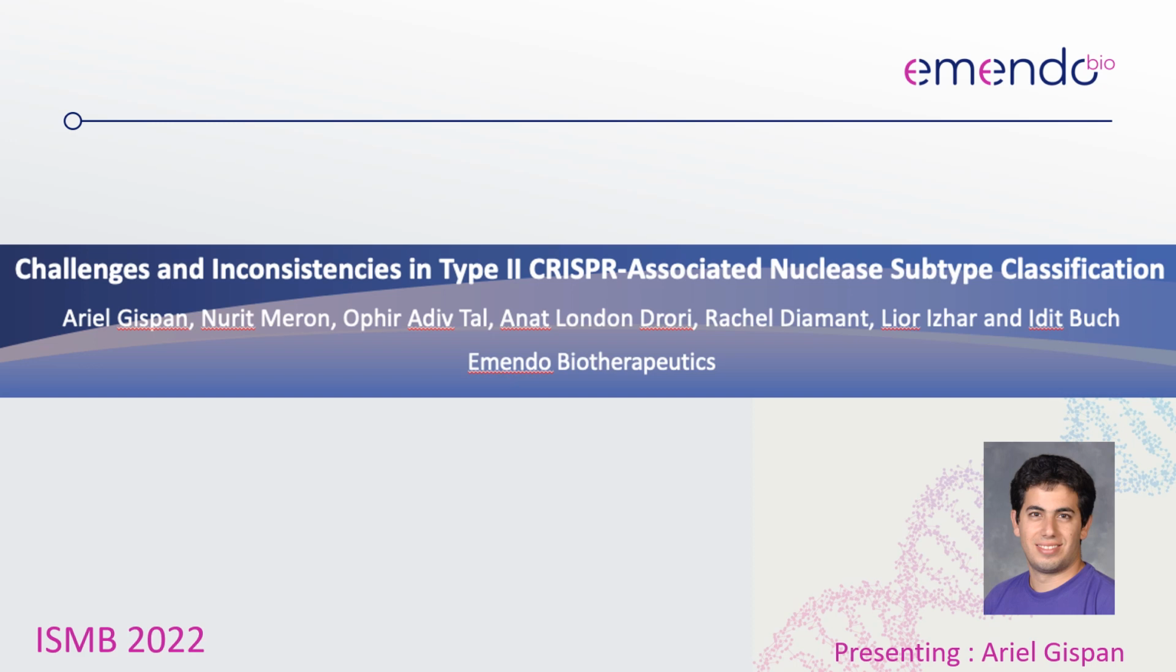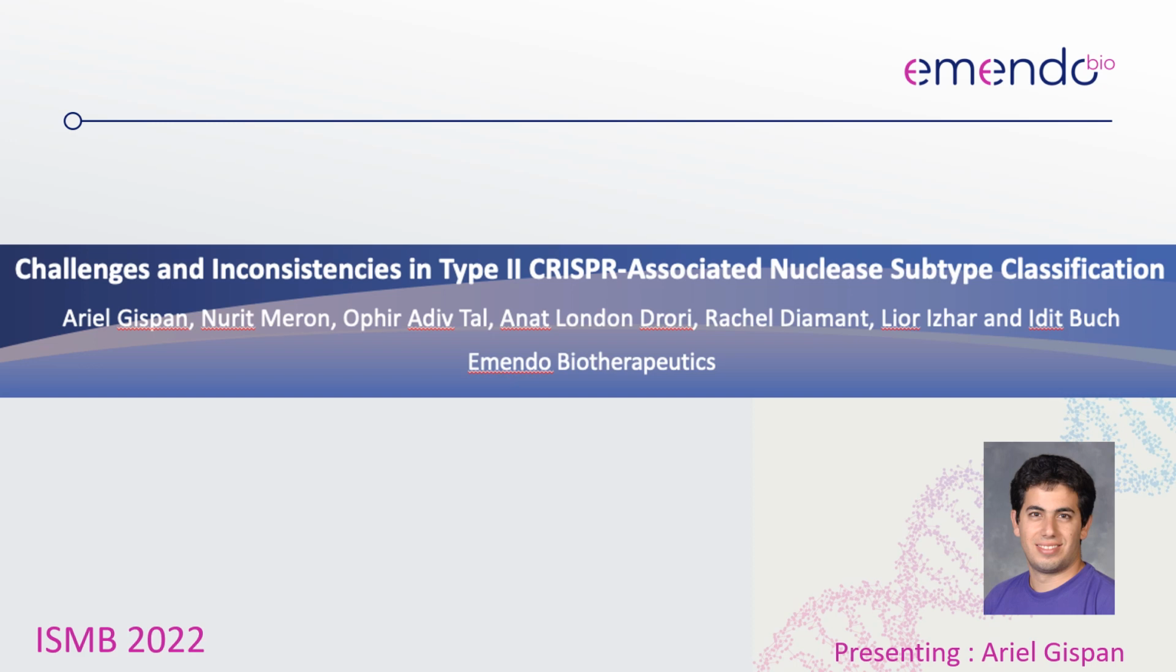I'm presenting the poster titled Challenges and Inconsistencies in Type 2 CRISPR-Associated Nuclease Subtype Classification. CRISPR-associated nucleases were first found and classified as a component of the bacterial immune defense system, designed to combat foreign DNA. The discovery of SpCas9 and its repurpose as a genome editing tool led the path for the discovery of additional distinct nucleases with diverse properties that are employed in a variety of applications.